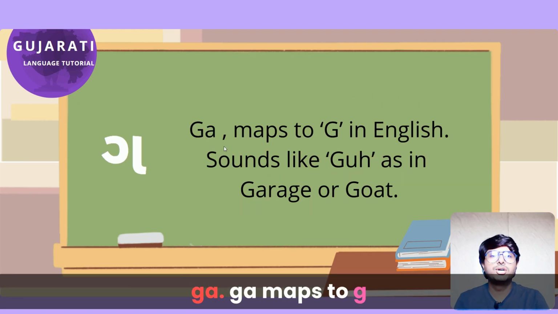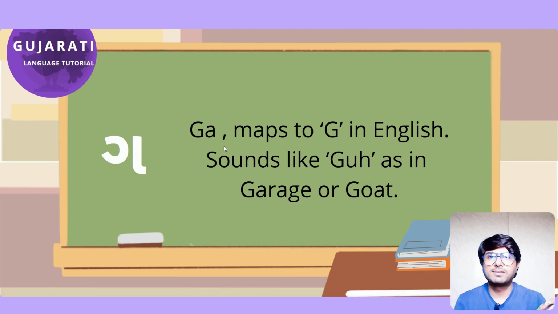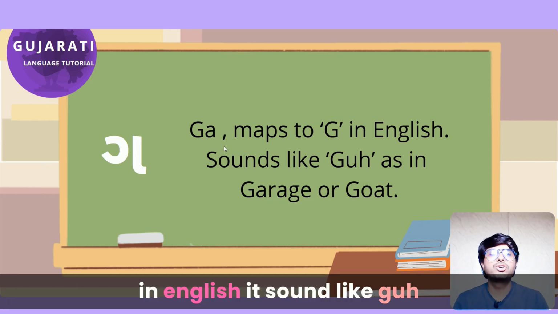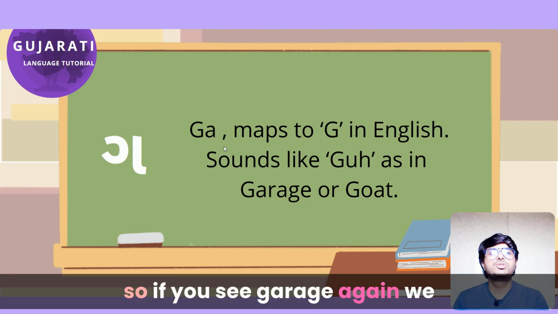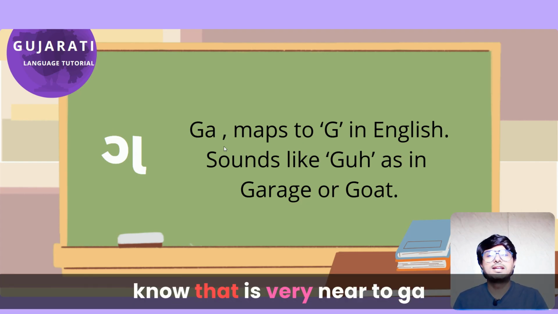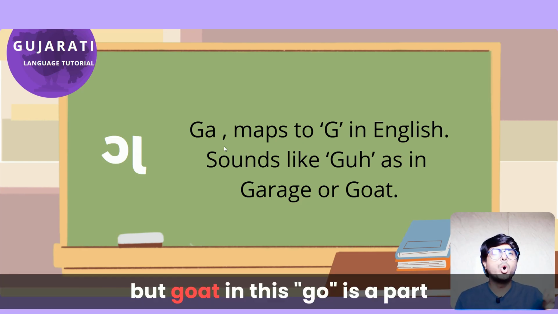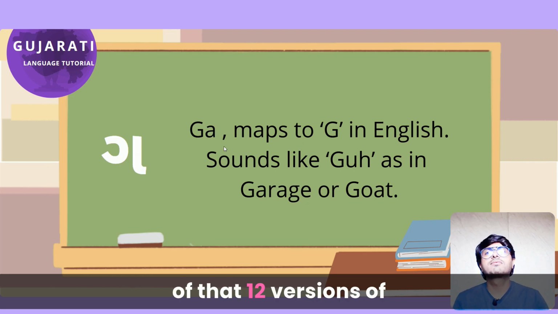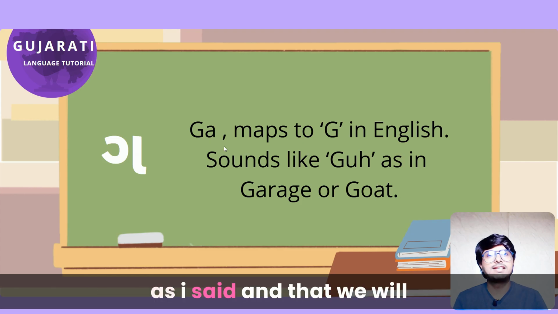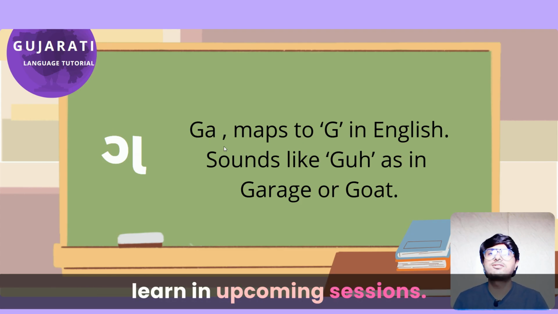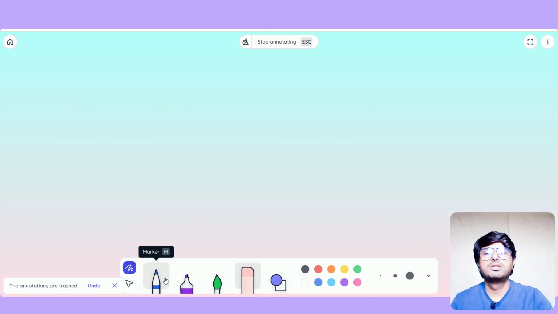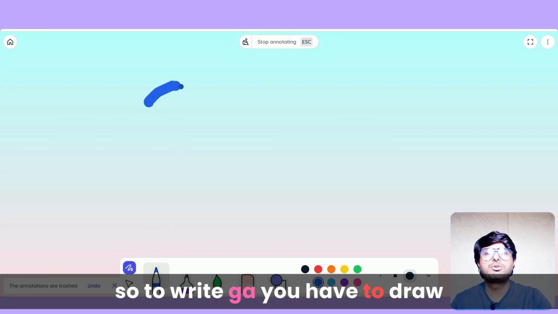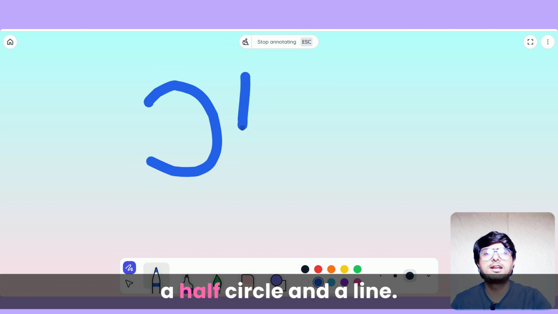The next one is go. Go maps to G in English. It sounds like go, and the examples are garage, goat. Garage is very near to go, but in goat the go is part of those 12 versions of the alphabet called barakadi, as I said, and we will learn that in upcoming sessions. Now let's see how to write go in Gujarati. To write go, you have to draw a half circle and a line.